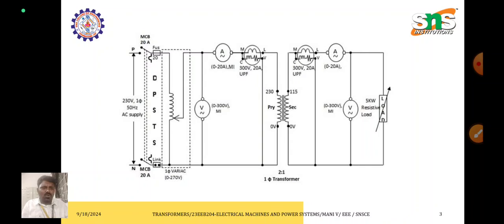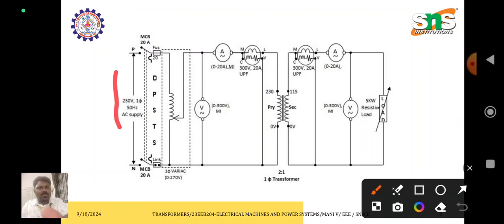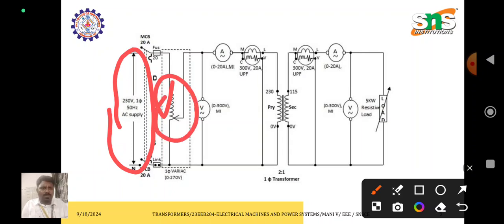And this is the circuit diagram of a load test on a single phase transformer. Here this is a single phase power supply, and the single phase supply is given to the auto transformer. With this auto transformer, we can vary the output voltage which is given to the transformer. Slowly we can vary the voltage from 0 to the maximum value of 230 volts.